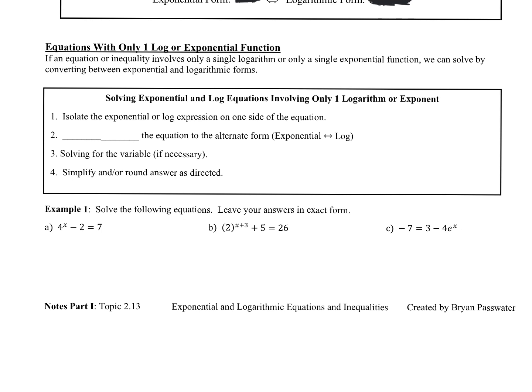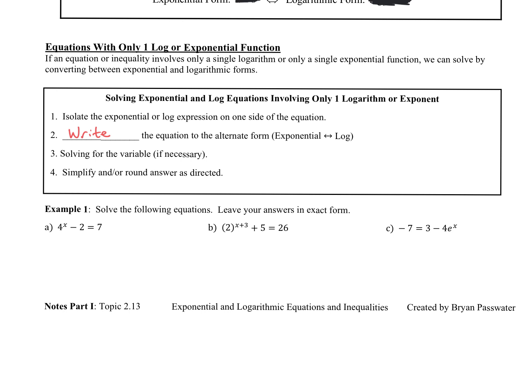If an equation or inequality involves only a single logarithm or only a single exponential function, we can solve by converting between exponential and logarithmic forms. Step 1. Isolate the exponential or log expression on one side of the equation. All right, so we need to get our exponential or logarithm equal to a number. All right, step 2.